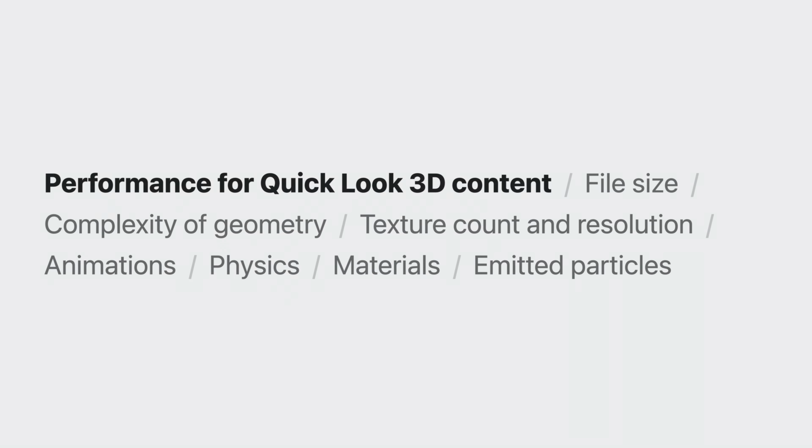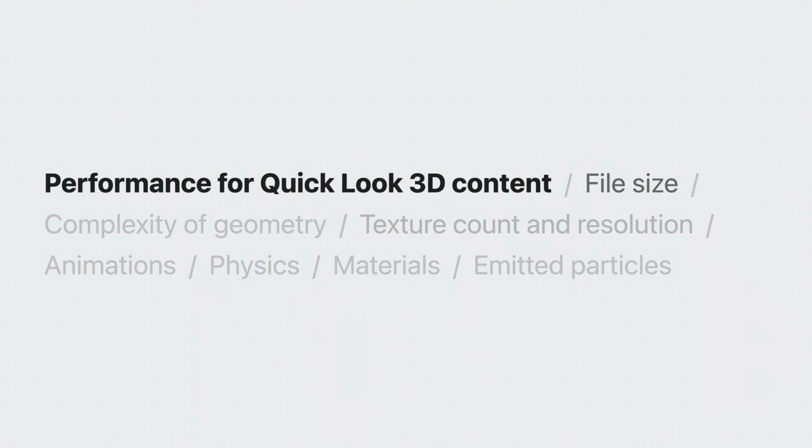Next, let's turn our attention to performance. Here, we will look into the anatomy of Quick Look 3D content and what you can do to ensure a smooth and seamless Quick Look spatial experience. Let's get started. There are many factors that determine 3D performance of your content that gets rendered in Quick Look. Things like the file size of your 3D model, or the count and the resolution of textures, or even the complexity of materials that you are using for your model.